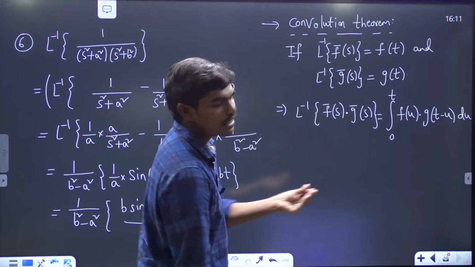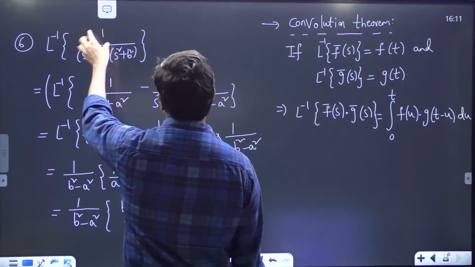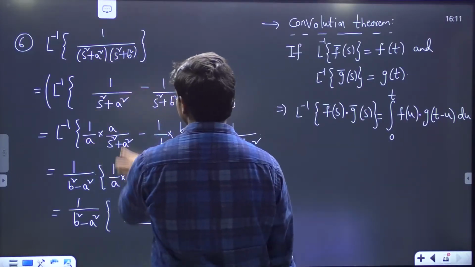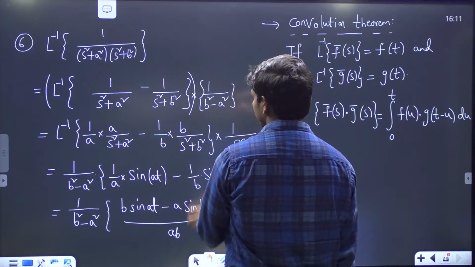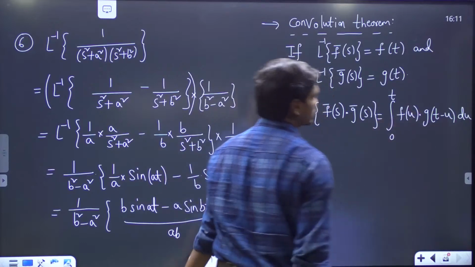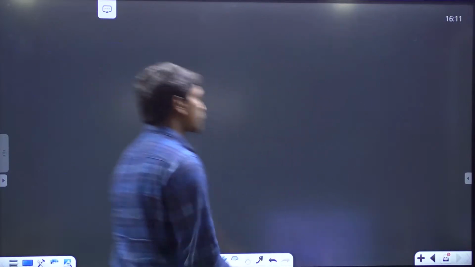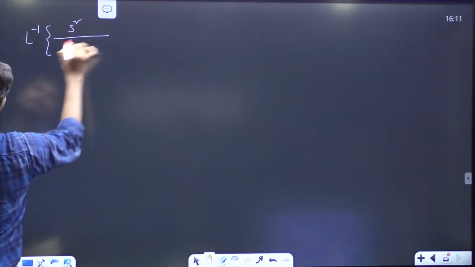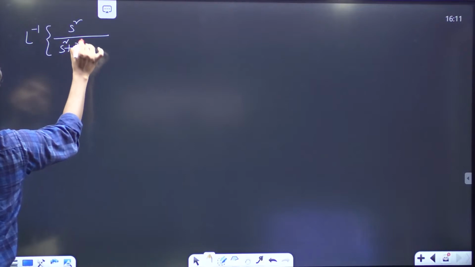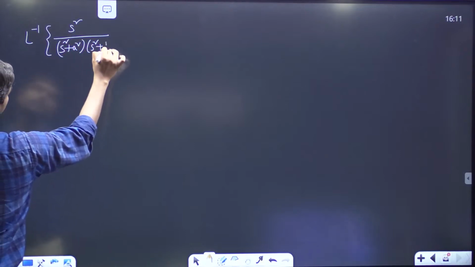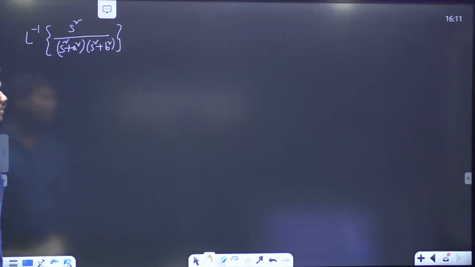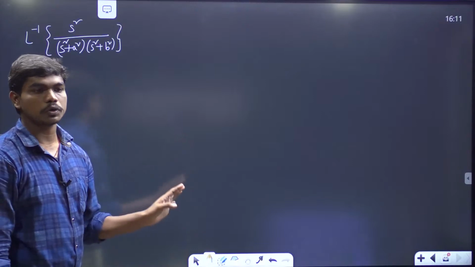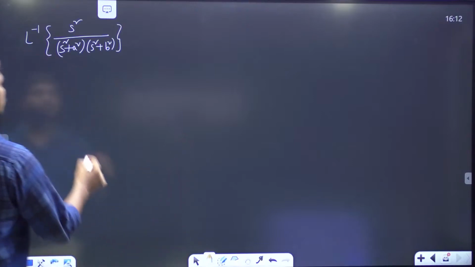For example, if you see this function, it can be written as 1 by s square plus a square into 1 by s square plus b square. So this is nothing but sin at by a minus sin bt by b. We can calculate using this integral. So now we'll see the value of the Laplace inverse of s square divided by s square plus a square into s square plus b square. Anyhow, I'll also calculate partial fractions and I'll show you this. No issue. But first, I want to show you this using the convolution theorem.